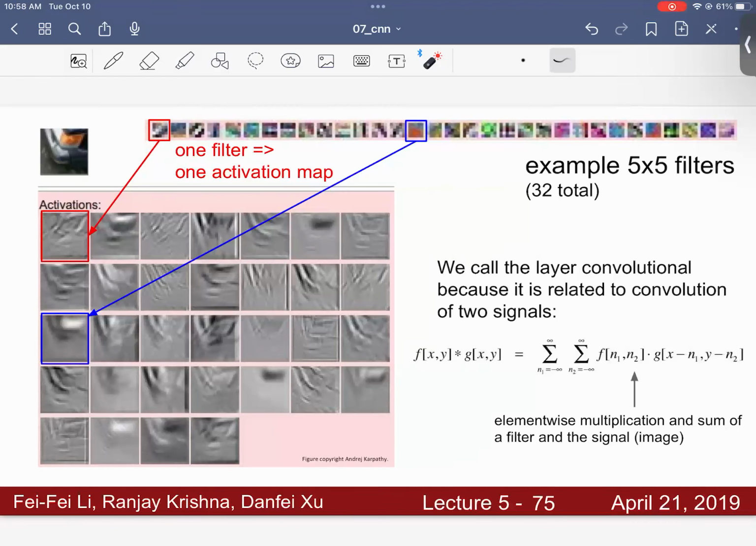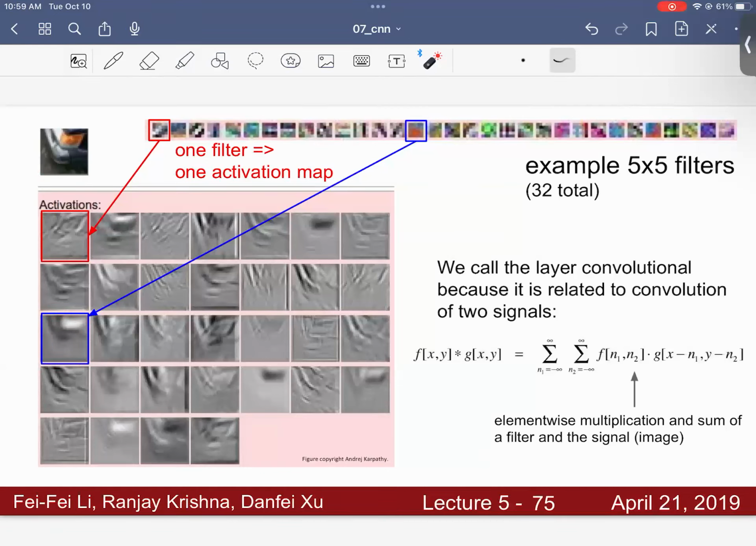Because the number of activation maps corresponds to the number of filters you're using, right? So there should be 32 total activations here. And you can see that each filter will give you different activations. So this guy will give you this activation given this input. This is the input and this is the output. And this guy will give you this output. So each filter will focus on different stuff.